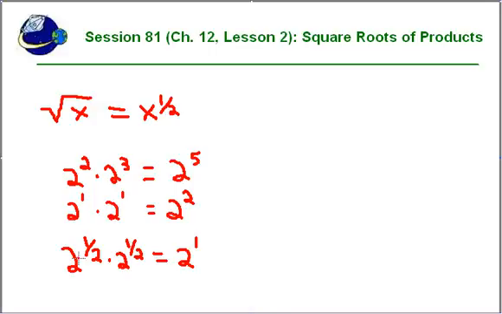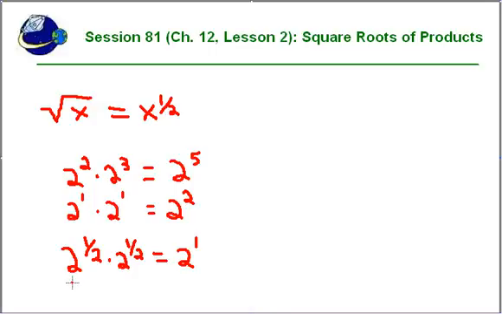Let's come down here to our last example. Here we're going to use a fraction as our exponent, and our fraction here is going to be 1/2. Using our same properties here, 2 to the 1/2 times 2 to the 1/2, we have the same base in both, 2. That means we take our exponents and we add them together. What is 1/2 plus 1/2? Well, that is 1. So then, is 2 to the 1/2 times 2 to the 1/2 the same thing as 2 to the 1st? Yes, it is.